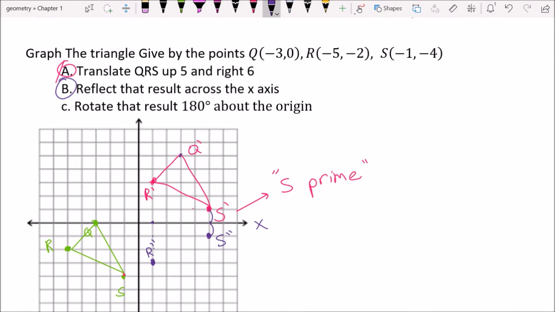Same with Q. Q counting down to the axis is 1, 2, 3, 4, 5. So I'm going to count 1, 2, and I don't know if you can see that. 1, 2, 3, 4, 5 again. And there is Q double prime, sorry about that, I made the same mistake again. So when we connect these, what we should see is the same shape, but it looks like it's been flipped.